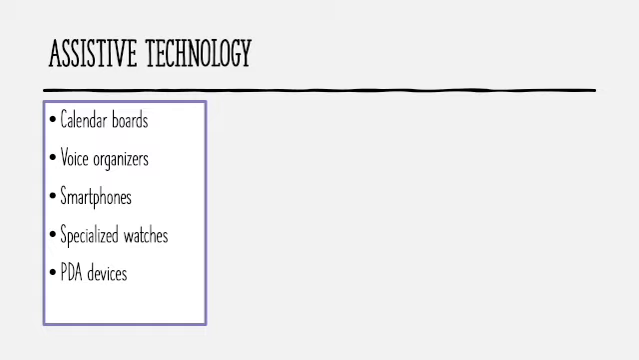There's also really cool watches that can help along with the smartphones to set alarms or to read out messages to the child or various other cool things. And there's also PDA devices.